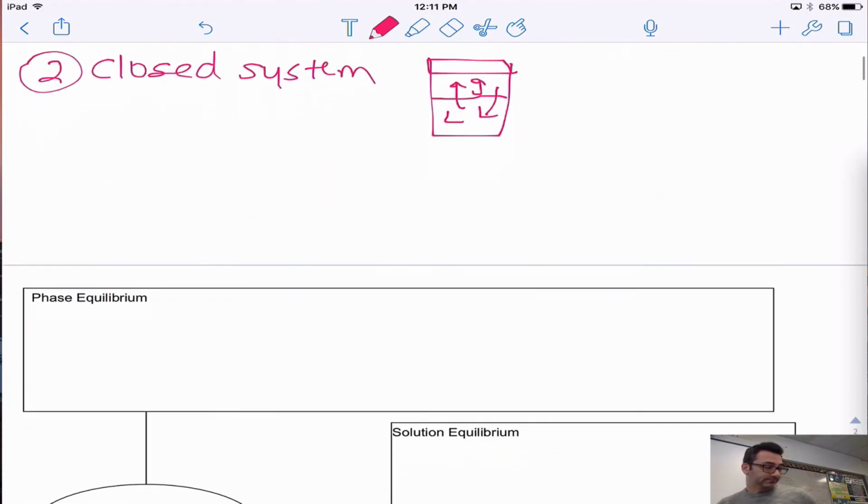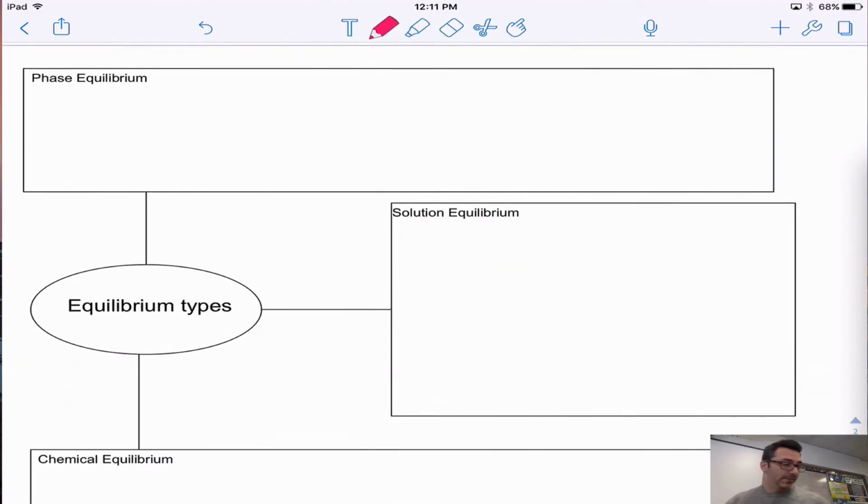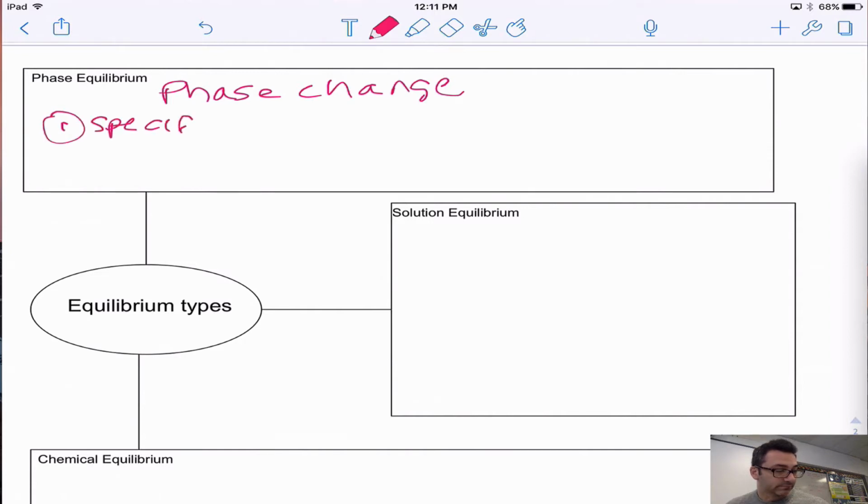Now, there are different types of equilibrium. There's a phase equilibrium, and a phase equilibrium is almost always where you have some kind of phase change. So we have a phase change. And something important about the phase equilibrium is, again, you need that closed container, you need that reversible reaction, but you also need very specific temperatures and pressure.